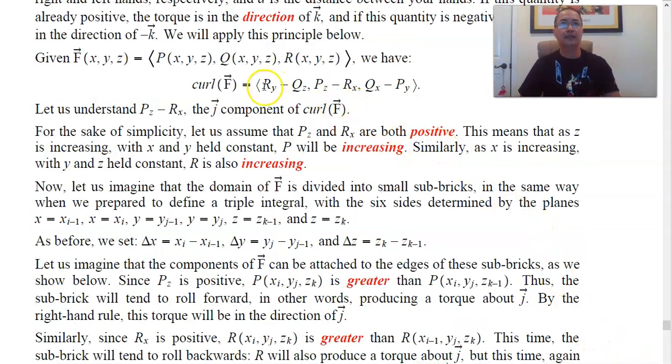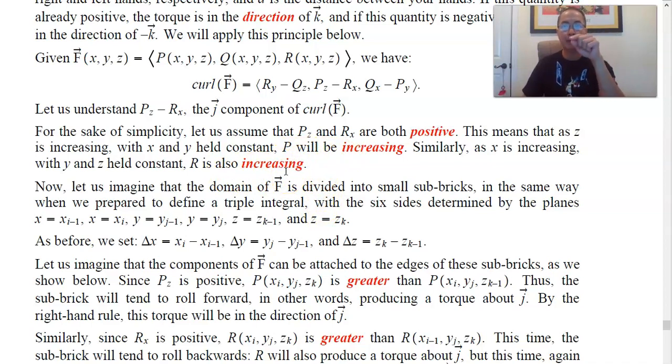Curl is R_y minus Q_z, P_z minus R_x, Q_x minus P_y. Let's talk about the middle component. We can talk about any of the three, but let's just focus on the middle component, P_z minus R_x. Let's assume that both of them are positive. P_z is positive, R_x is positive. What does it mean for a derivative to be positive? Your function is increasing. Therefore, P is increasing and R is also increasing.